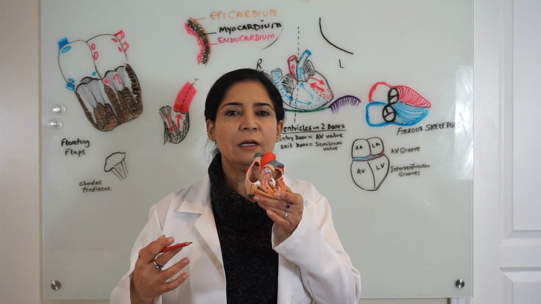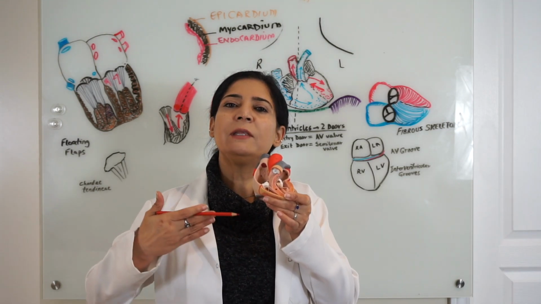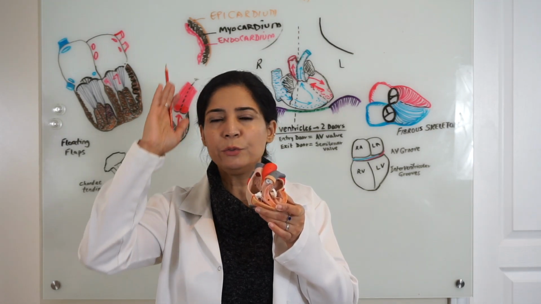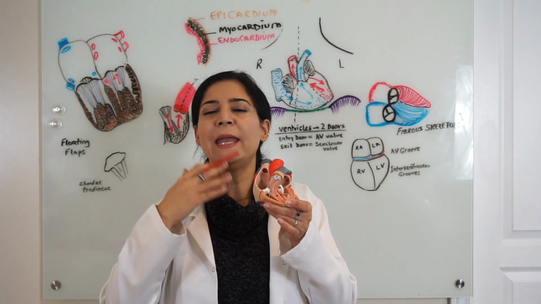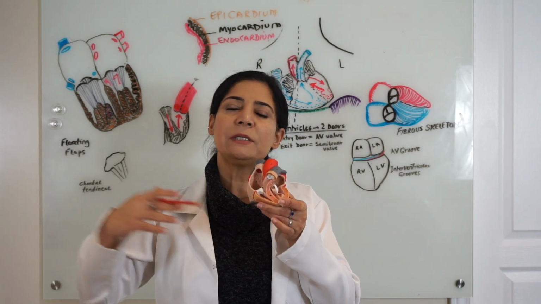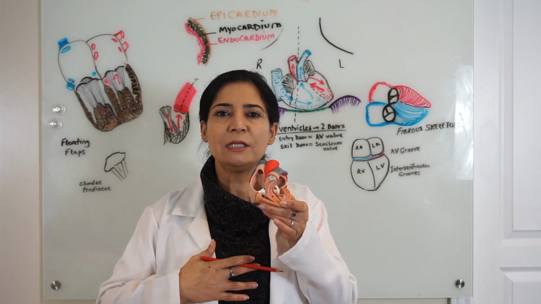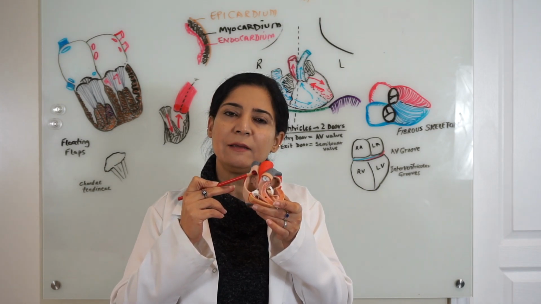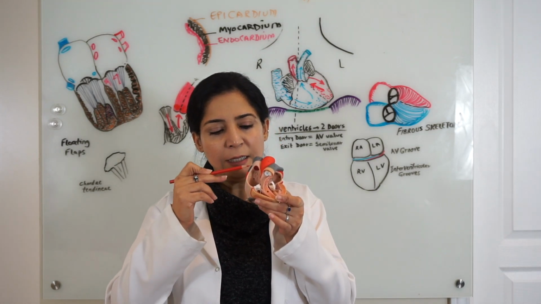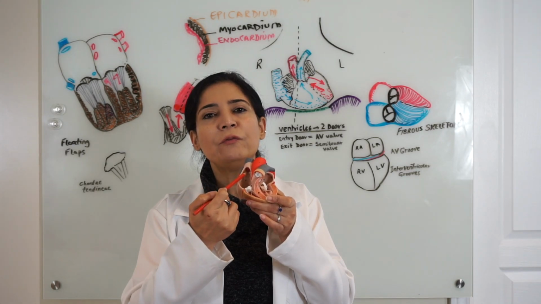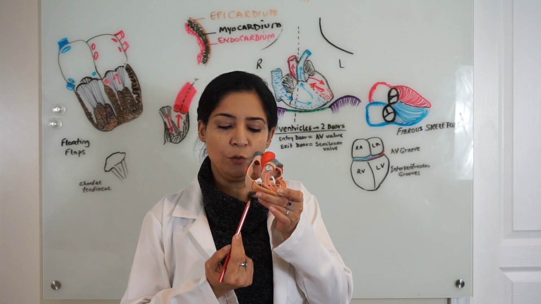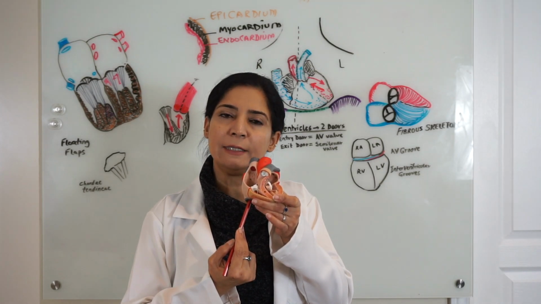Just like the inferior vena cava, everything above the diaphragm has been drained off by the superior vena cava. That includes the head, brain, the neck, the face, the upper limbs, the thoracic or the chest cavity. Everything has been drained off by this superior vena cava. So the superior vena cava is opening up within the roof of the right atrium. The inferior vena cava is opening within the floor of the right atrium.